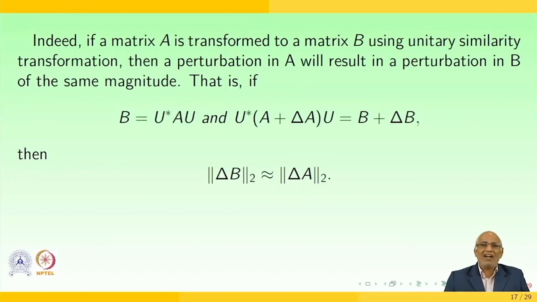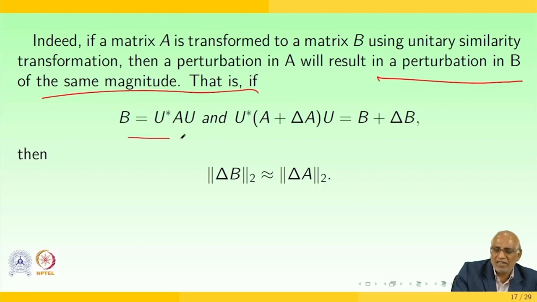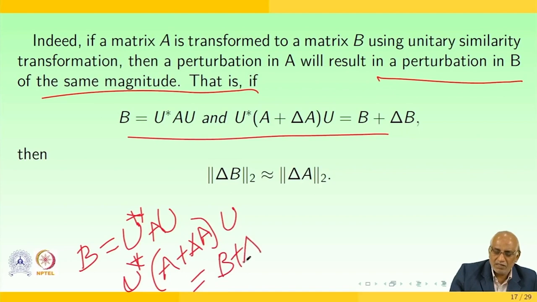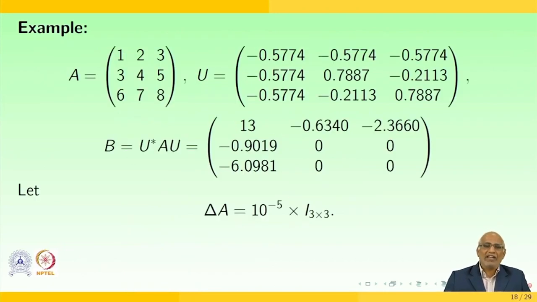Indeed, if a matrix A is transformed to a matrix B using unitary similarity transformation, then the perturbation in A will result in perturbation in B of the same magnitude. So, we will write B equals U star times A times U, and U star times A plus delta A times U is equal to B plus delta B. And we have that the 2-norm of delta B is nothing but the 2-norm of delta A. So, we can see from this example, let us look at a 3 by 3 matrix.